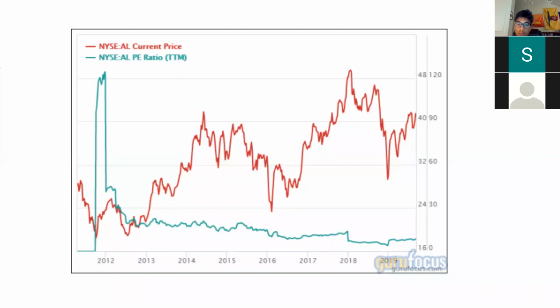But we also need to remember that low PE ratios don't always indicate that they're underpriced. This is just an example of where, because the PE ratio is decreasing, we determined that the value of the stock might have been a little higher in the market. And so this would have been a more appealing investment.